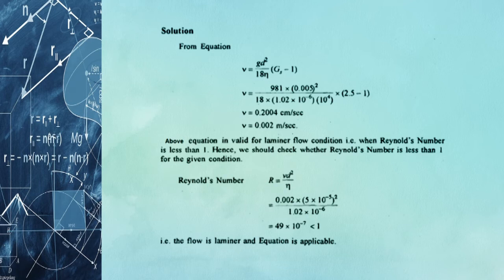Keep all the values here. So the value comes to 49 × 10^-7. This is less than 1. So the flow is laminar and the equation is applicable.